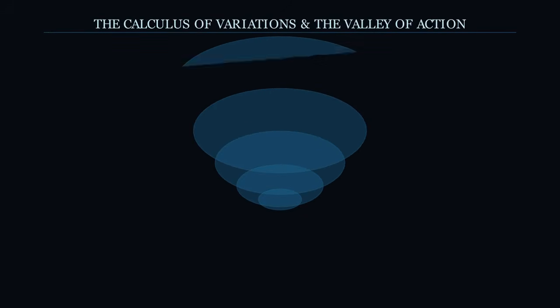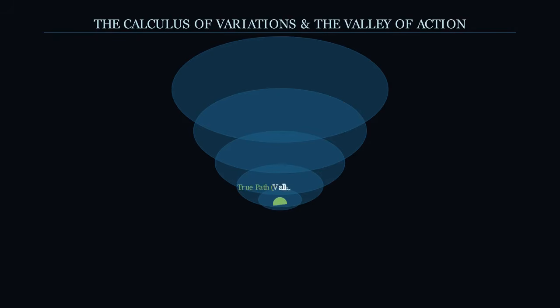To find this minimum path geometrically, we use the calculus of variations. Imagine the space of all possible paths as a hilly landscape, where the height of each point represents the action of a specific path. The true path sits at the very bottom of a valley in this landscape. If we make a tiny arbitrary variation to this true path, represented by δx, the change in the action, δS, must be zero. This is because the slope at the bottom of a valley is completely flat.